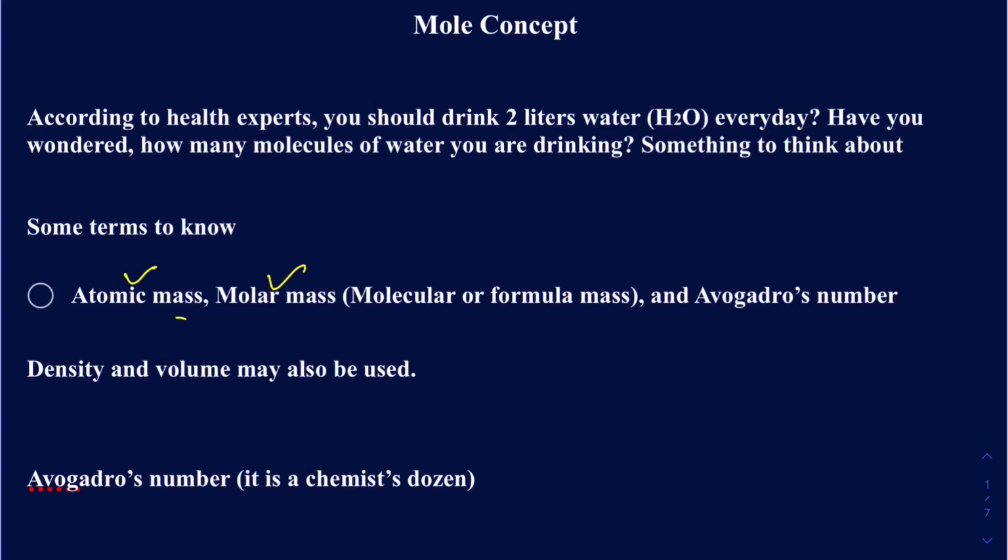And then Avogadro's number, and I'll talk about that in a minute. In addition to that, know what density and volume are as well, because sometimes if they don't give you the mass, they may give you the volume and density, and using the density definition, you would have to find the mass in those particular cases.